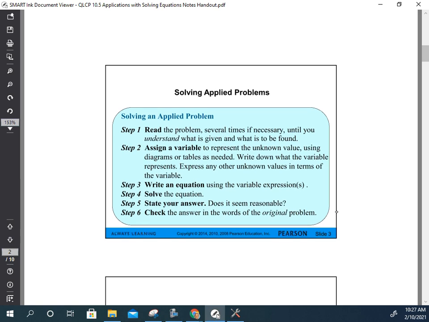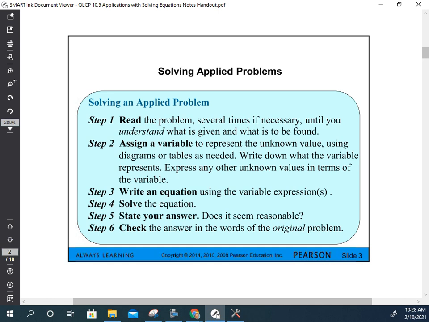So, when it comes to solving an applied problem, that's all a word problem is. It's an applied problem. First step is to read the problem. And in some cases, that means reading it several times. Some of you may have to read a word problem 2, 3, maybe 4 times to understand what they're giving you and what you need to find.